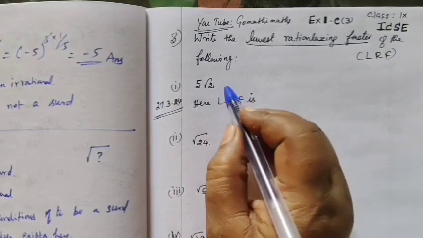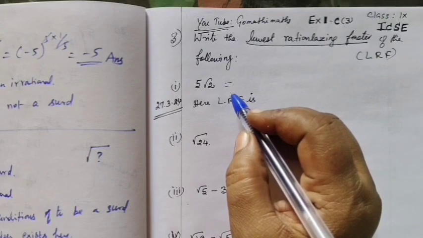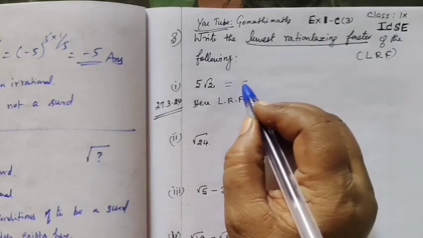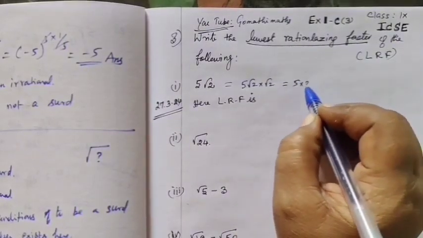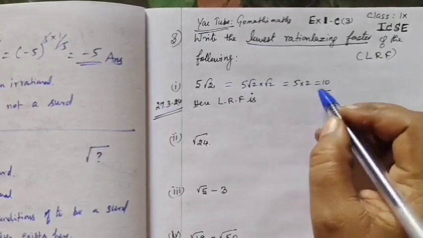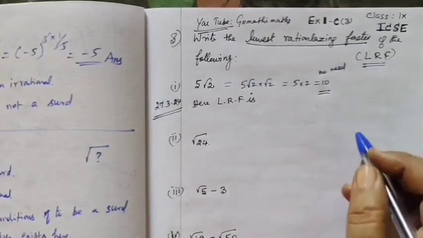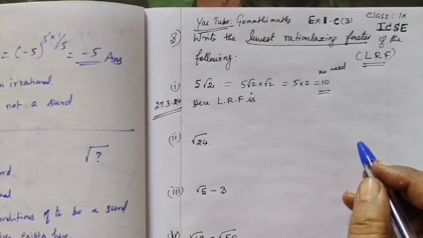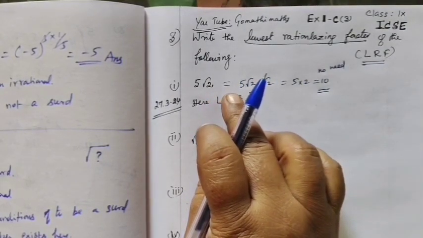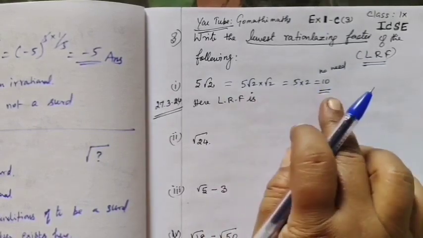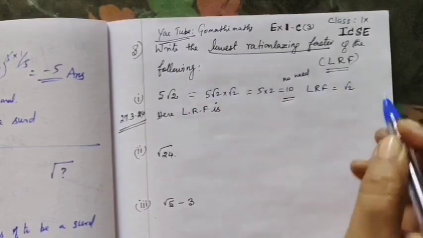For example, 5 root 2. Here, root 2 is an irrational number. To make it into a rational number, you multiply by another root 2, so that 5 into 2 simplifies to 10. This answer we don't need. We find only the LRF, which is the factor we use to make it a simple rational number. So this step is not needed. You just write LRF equal to root 2.